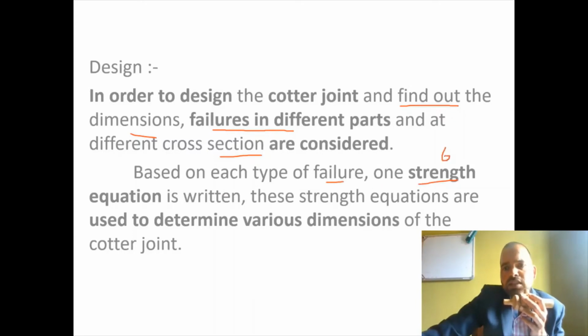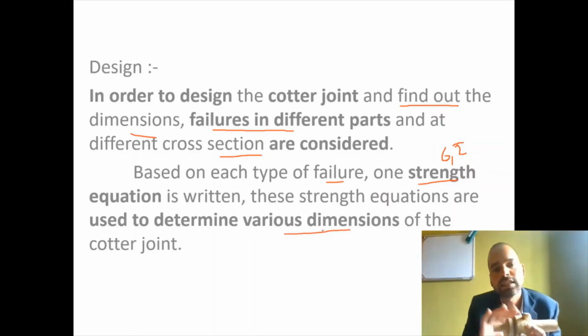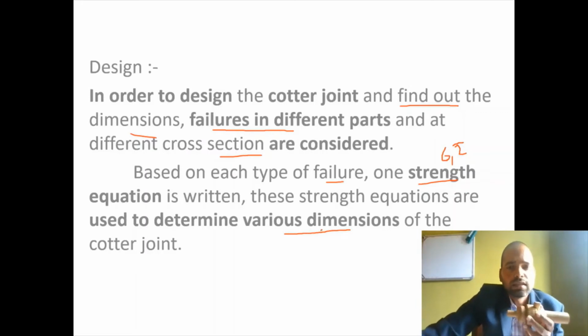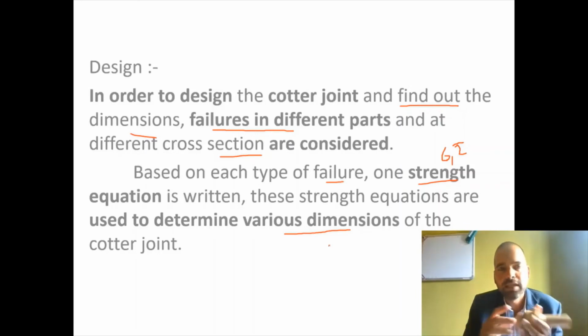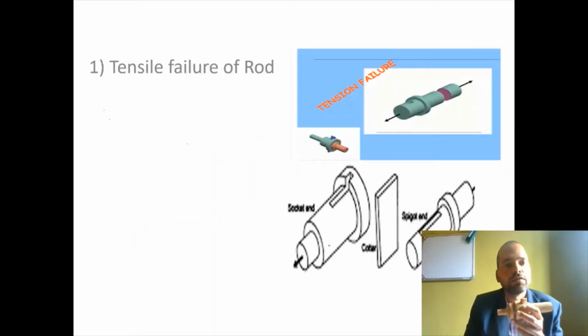Strength equations mean the stress equations that we have discussed in module number 1, and based on those strength equations we are finding out different dimensions. Based on those dimensions, the detail and assembly drawings are made, and those drawings are used in the manufacturing department to manufacture the final component. So ultimately all the units in the design of machine elements are based on finding out the dimensions of the different mechanical components based on the failure equations or stress equations for the different components. So let's begin with the design of the cotter joint.